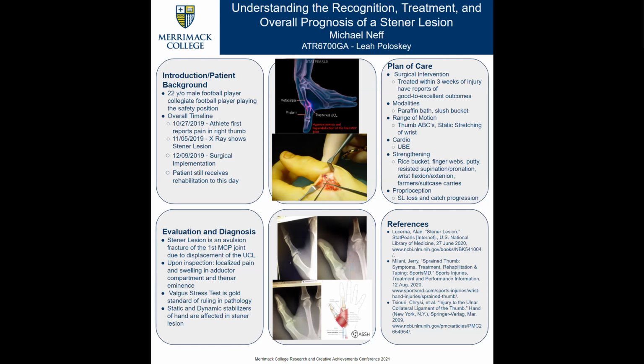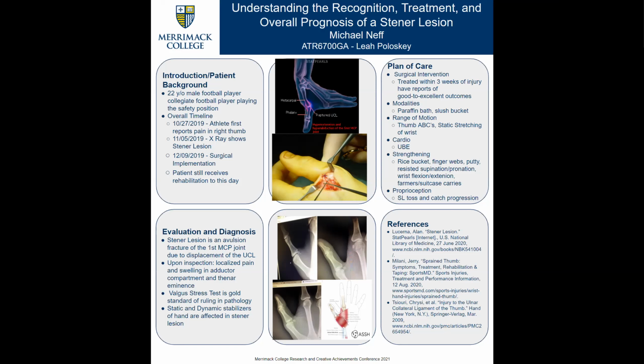When evaluating for this injury, a valgus stress test is seen as the gold standard for ruling in this pathology. Differential diagnosis for this specific injury may include a volar plate injury, de Quervain's disease, an RCL or radial collateral ligament injury, flexor pollicis longus tendon rupture, and a metacarpal fracture.